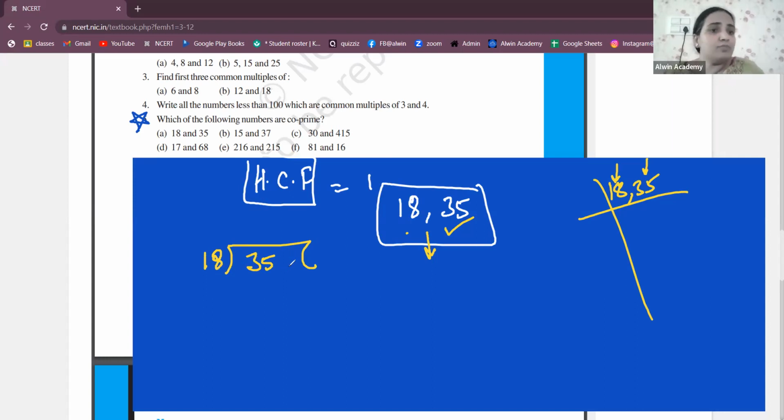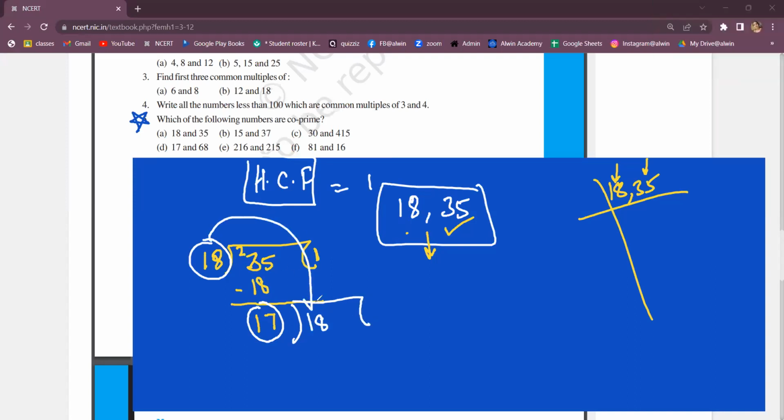18 times 2 is 36. So I'll only write 1 and I'll subtract this 18 here. So 35 minus 18: 15 minus 8 is 7, and 2 minus 1 is 1. So 17. Right, beta? Now what will happen? Listen very carefully, beta. As soon as your remainder becomes smaller than your divisor, the divisor becomes the next dividend.